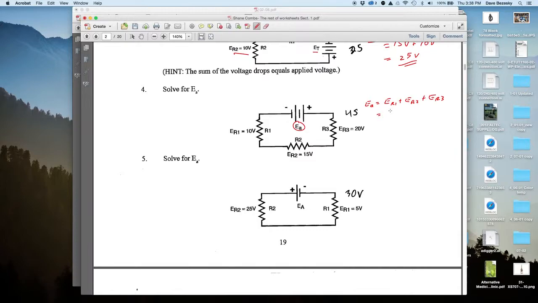Now let's substitute the numbers in for the symbols here. ER1 is 10 volts, and we're going to add to that ER2, which is 15 volts, and to that we're going to add ER3, it's 20 volts. So 10 plus 15 is 25, plus 20 more is equal to 45 volts. And EA then equals 45 volts.